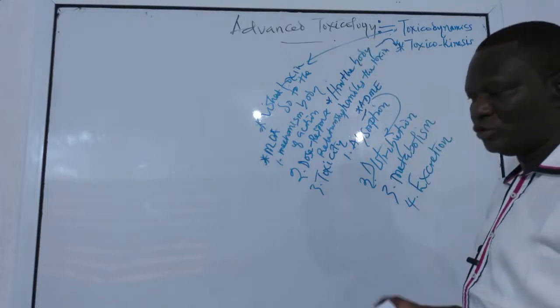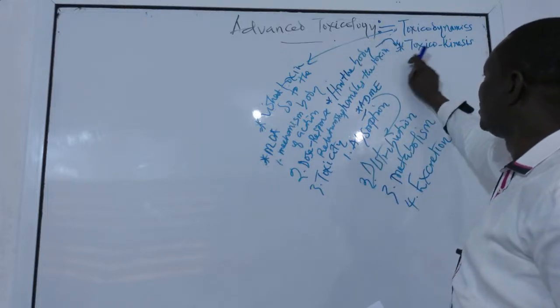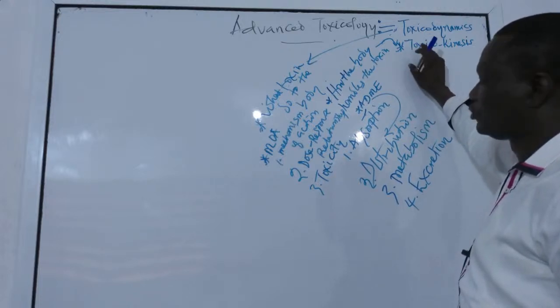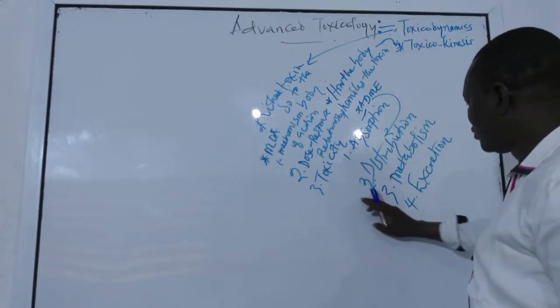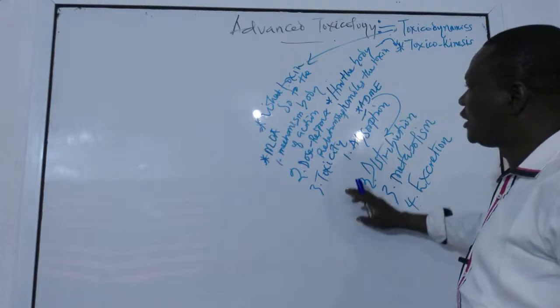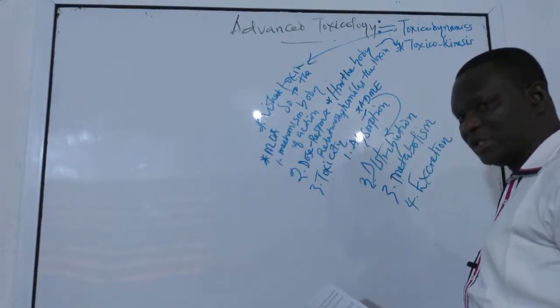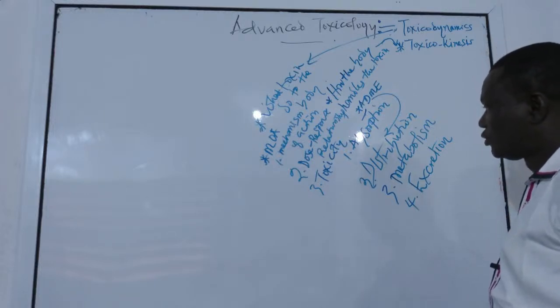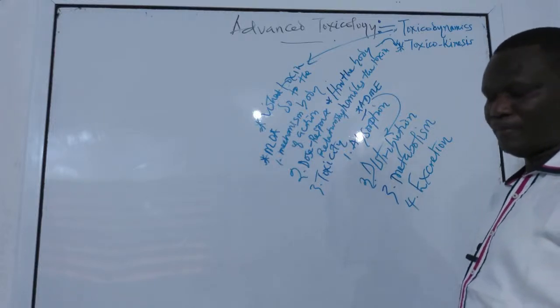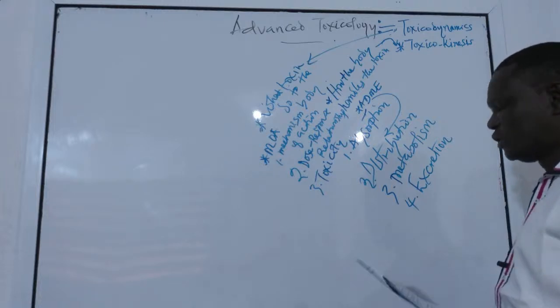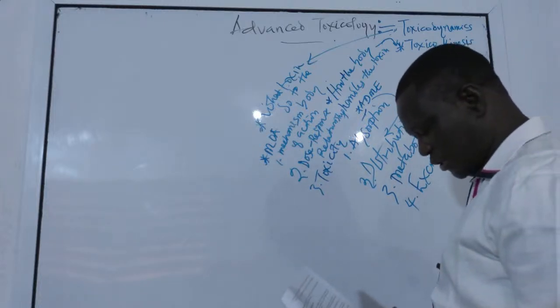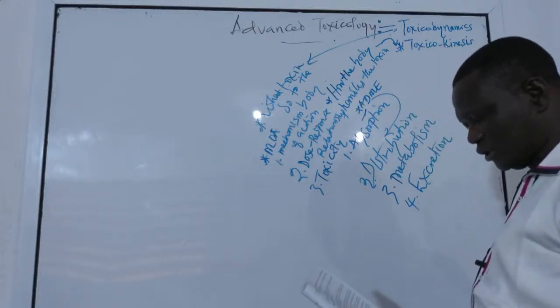We want to know how the body handles toxin, so it has to pass through these four stages. Then, what does toxin do to the body? That has to do with the mechanism of action, the dose response relationship, as well as toxicity.